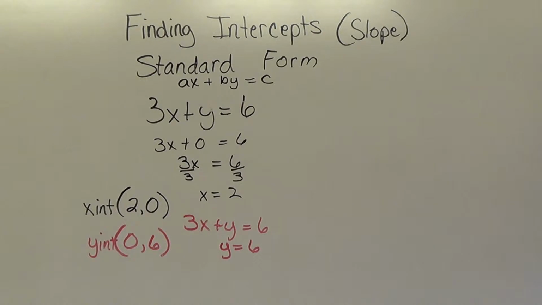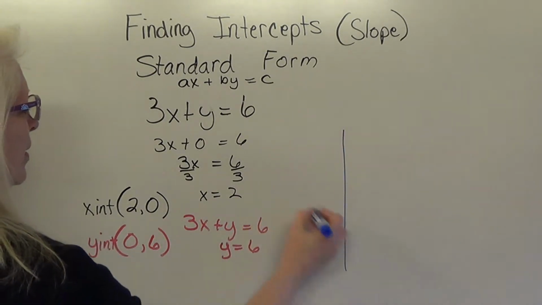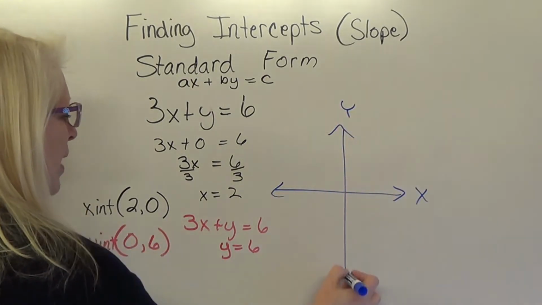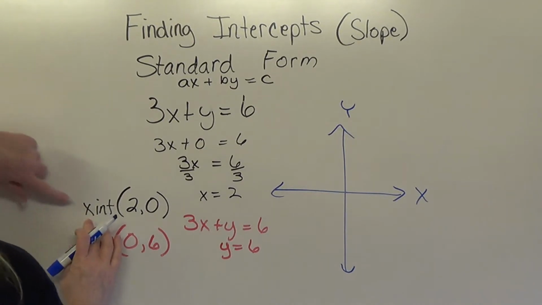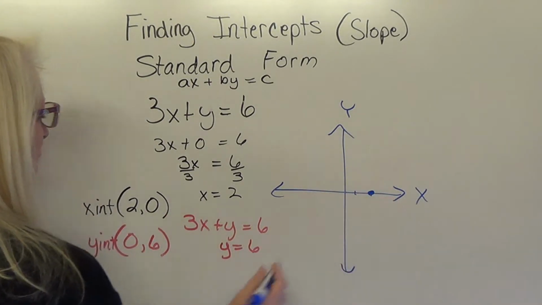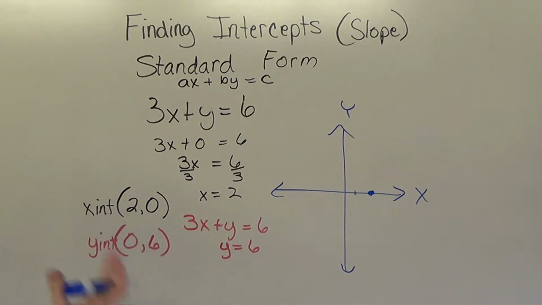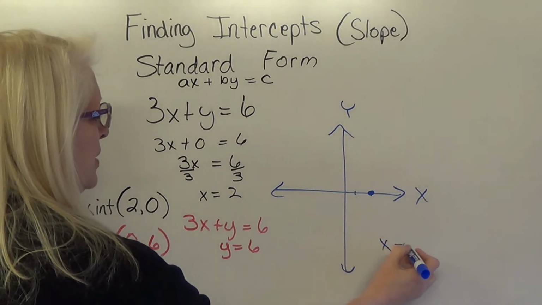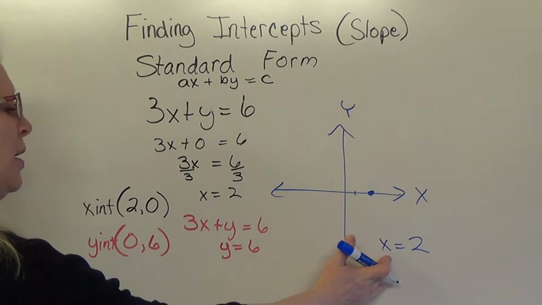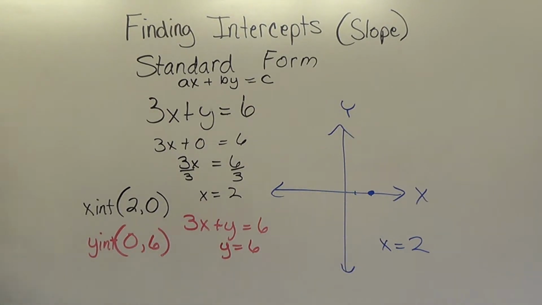Okay, now I'm going to do a super quick graph. Here's the x-axis, the y-axis. The x-intercept is at 2, so 1, 2. And this is the coordinate, but when you actually talk about the x-intercept, you would say the x-intercept is 2. You wouldn't write 2, 0. So when you talk about intercepts, you don't give the coordinate, you just tell where it's located on that axis.